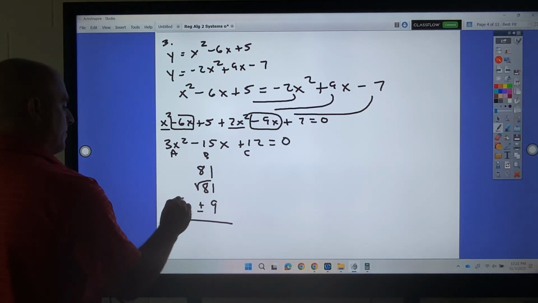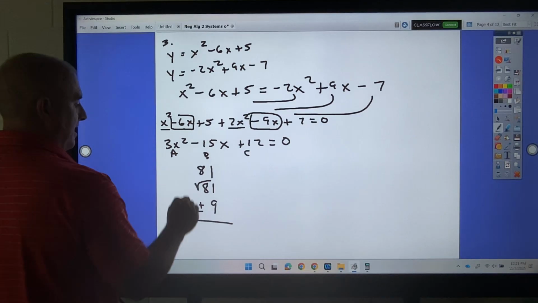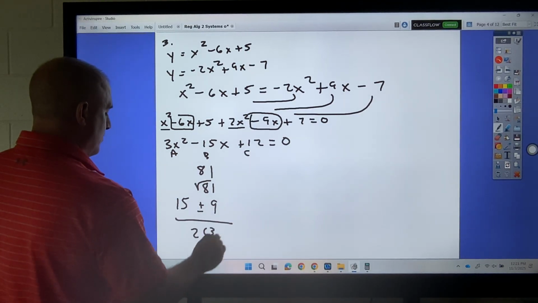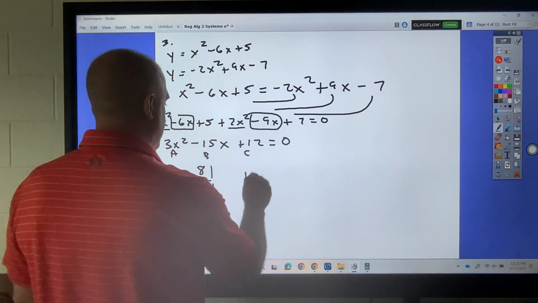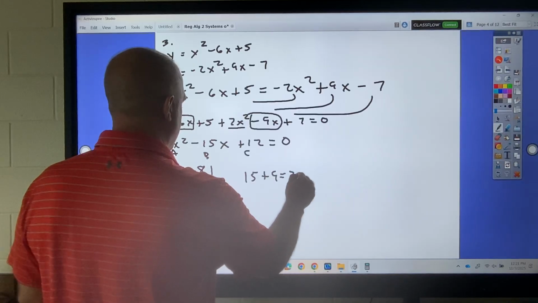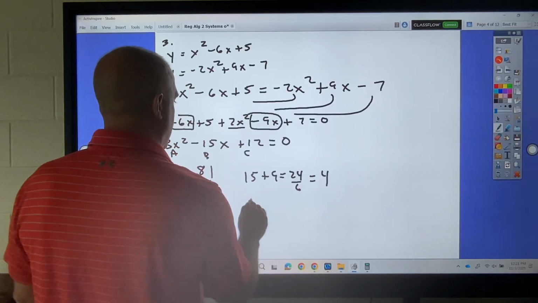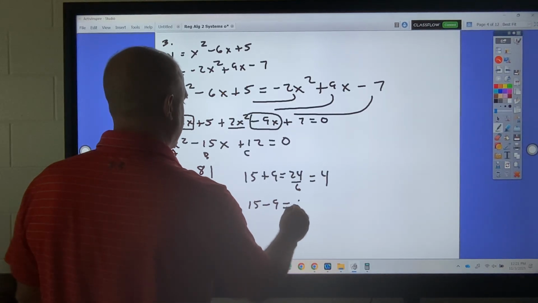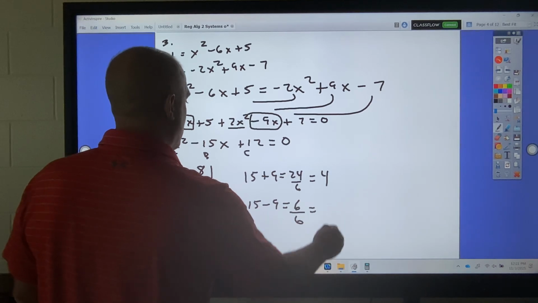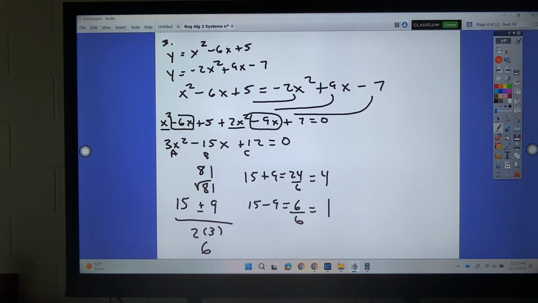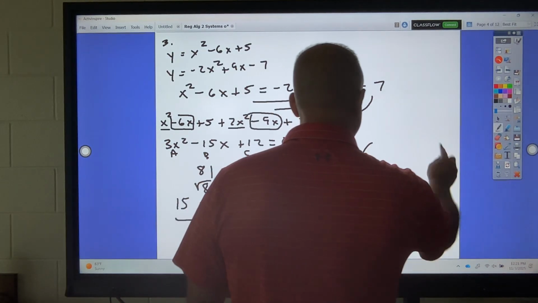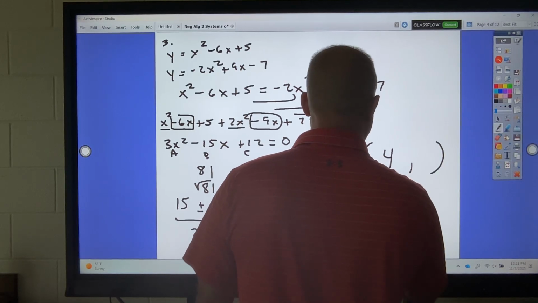In the quadratic formula, the opposite of B is positive 15, and then 2 times 3, which would be 6. So 15 plus 9 is 24, divided by 6 would be 4. 15 minus 9 is 6, divided by 6 is going to be 1. Okay, so those are my x values. I got 1, and I got 4.